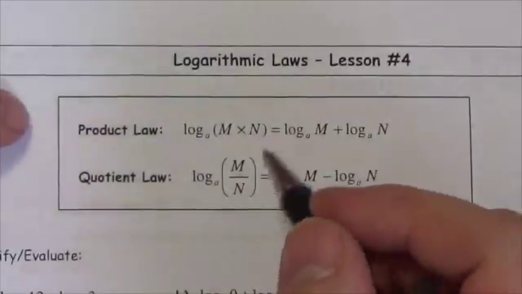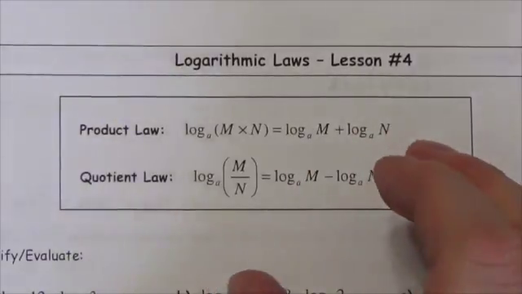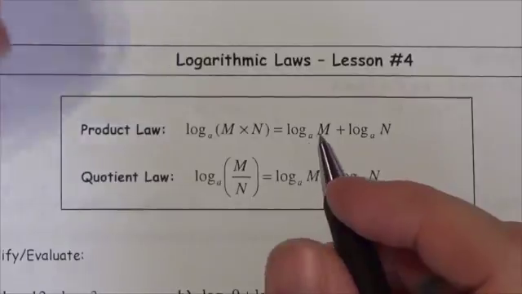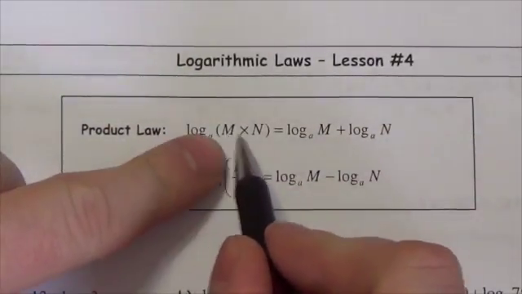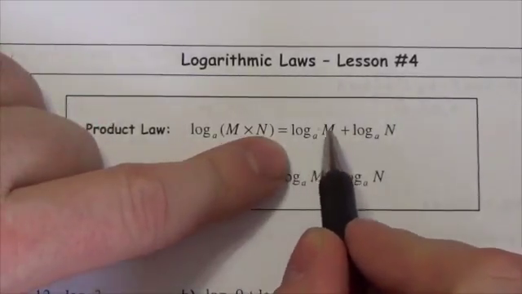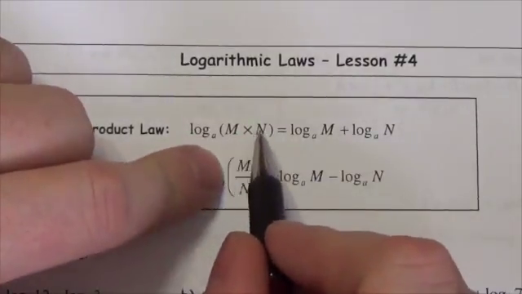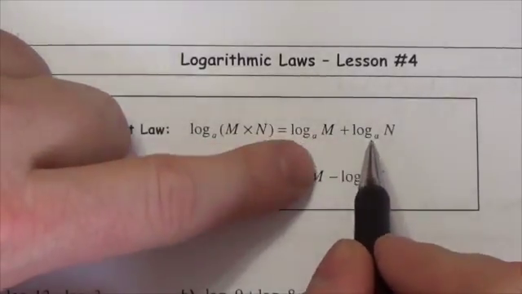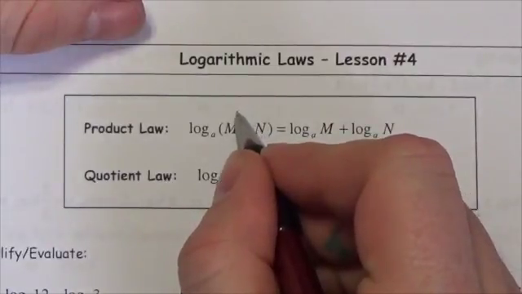Okay, so the first two laws that we're going to look at here are the product law and the quotient law. You should recognize what we're about to do from previous lessons, because we're covering very, very familiar ground. The log base a of the product of two factors, m times n, is equal to the log base a of m plus the log base a of n. In other words, when there's a product within a logarithm, that's the same as the sum of the two separate logarithms.